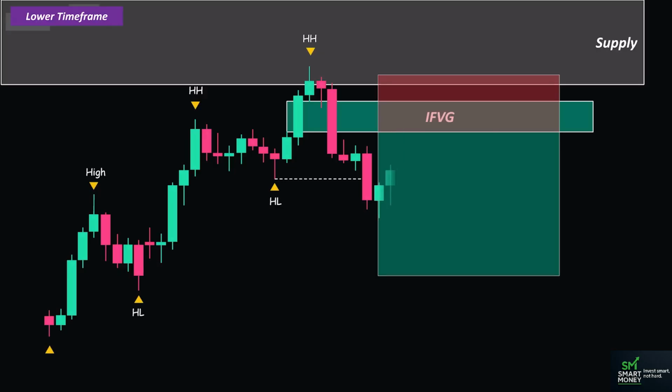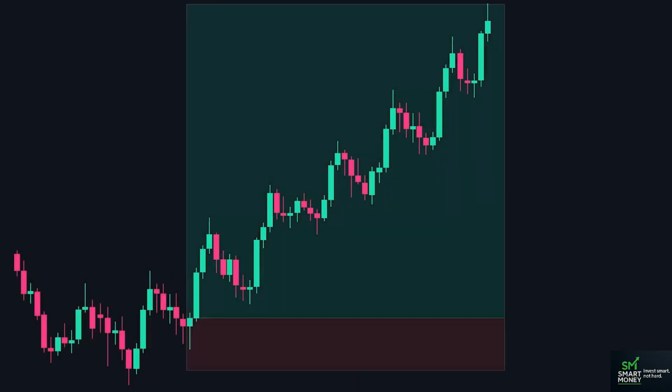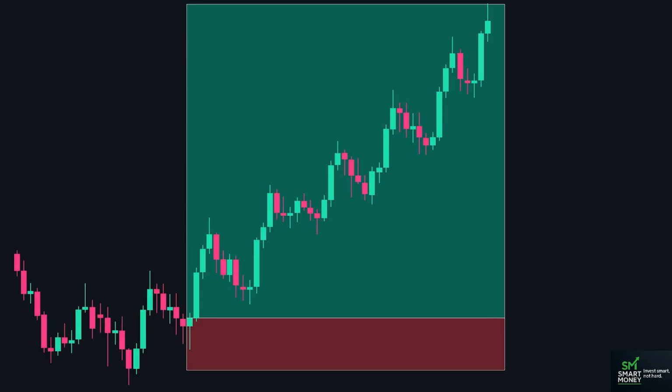For targets, you can aim for a solid 1 to 2 or 1 to 3 risk to reward ratio, and then set your next target at the next key level ahead of price. Another approach is to trail your profits, which can sometimes lead to very large risk to reward trades.